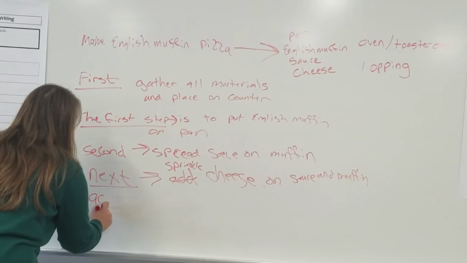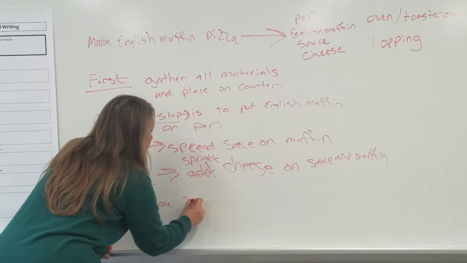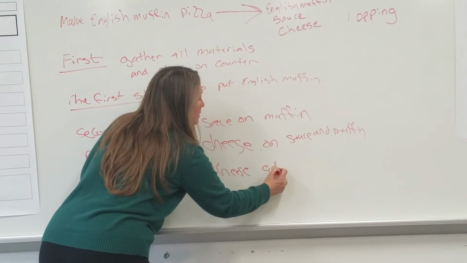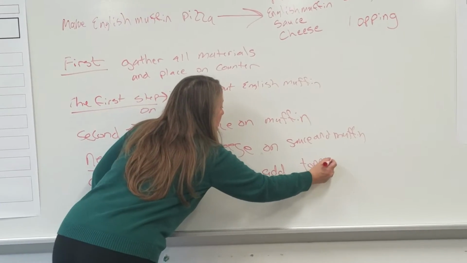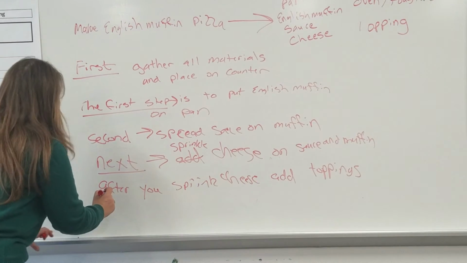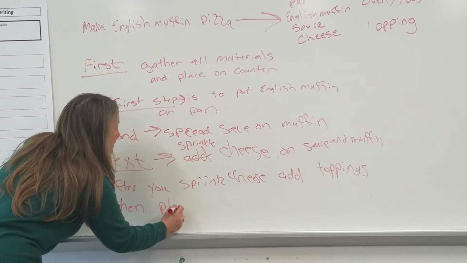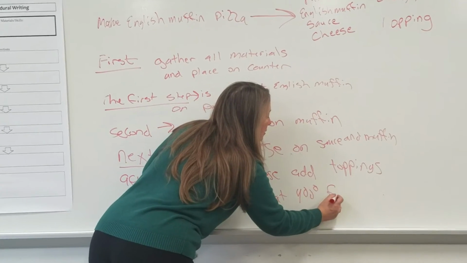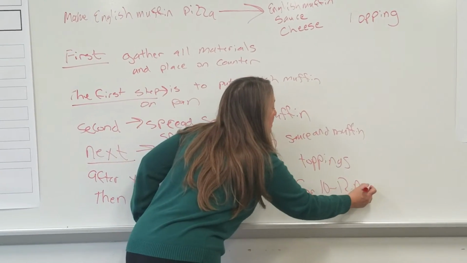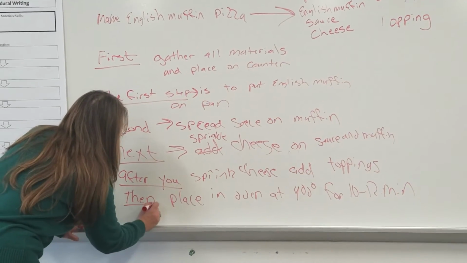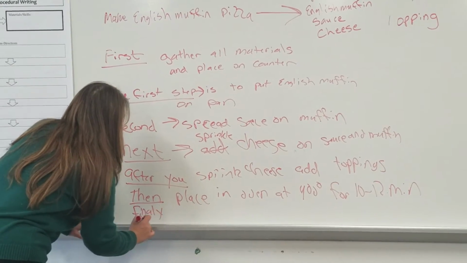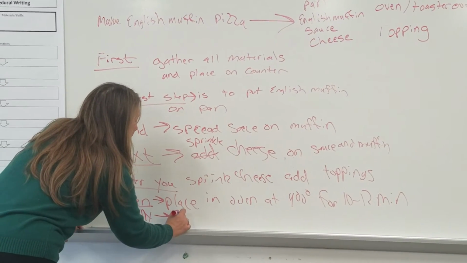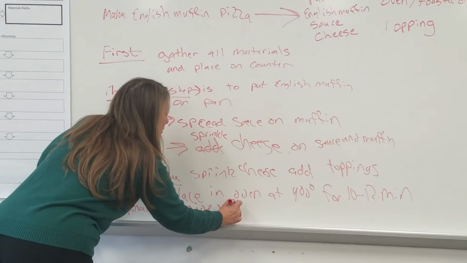And after you sprinkle cheese, add toppings, and then place in oven at 400 degrees for 10 to 12 minutes. And then finally, enjoy your snack.